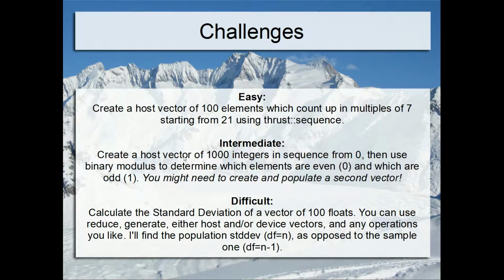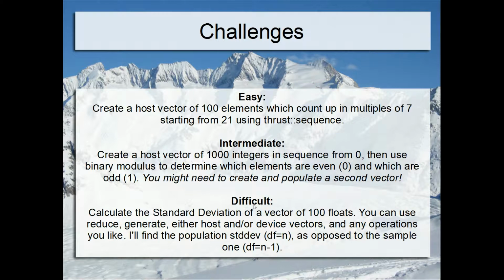Intermediate. I want you to create a host vector of 1,000 integers in sequence from 0, then use binary modulus to determine which elements are even, are 0, or which are odd, and I want you to give me a 1 there. You might need to create and populate a second vector for that. That's just a hint as to how I'm going to do it. I'm going to make another vector.